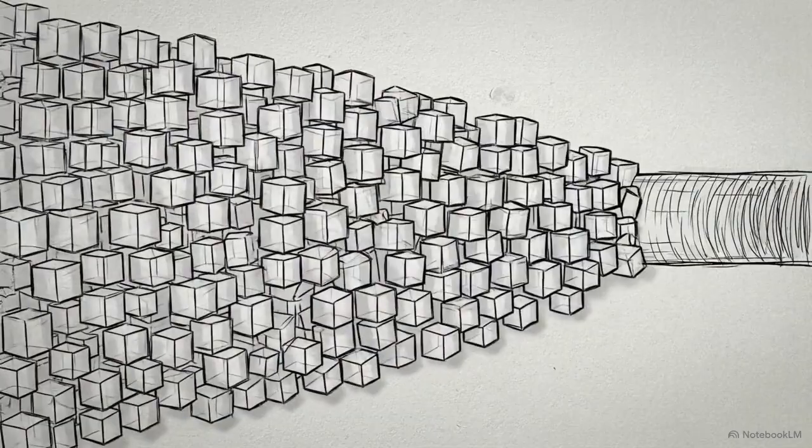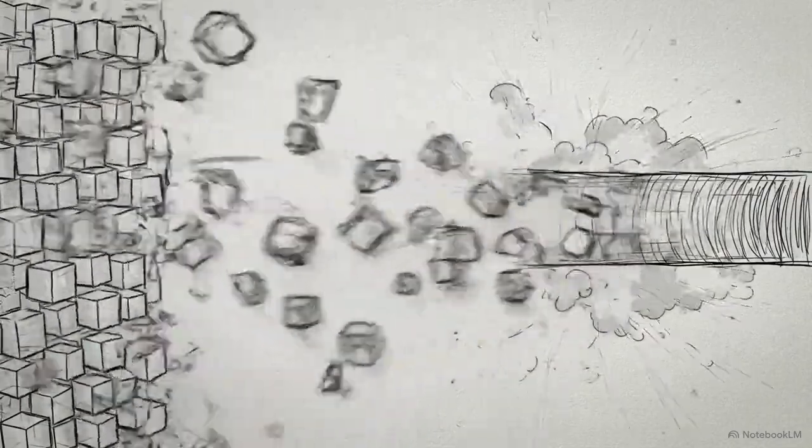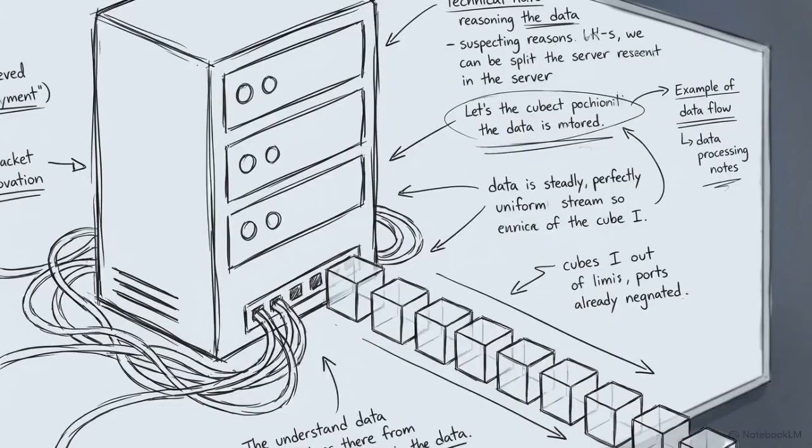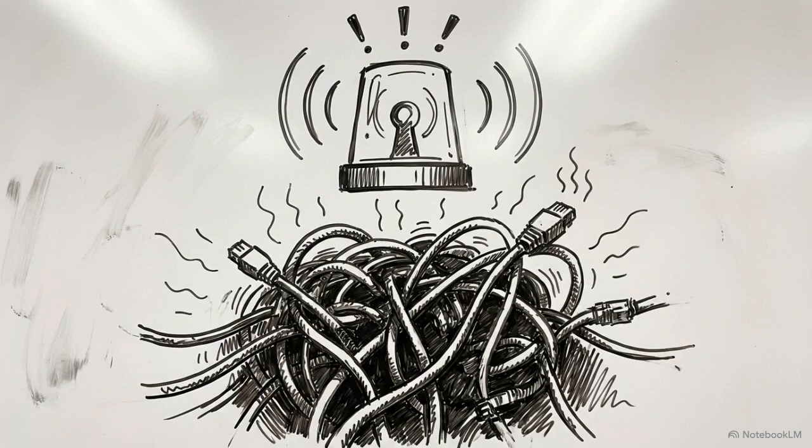Attempting to send a high bitrate stream to a congested mobile link results in a systemic failure of playback. Legacy streaming systems utilized constant bitrate, or CBR. In this model, the video's data output remains fixed at a specific rate, regardless of the scene complexity or the state of the network. CBR fails during periods of network congestion.